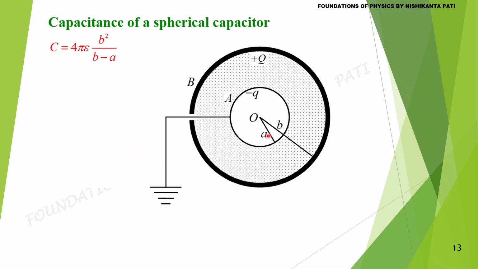If the inner conducting sphere is connected to earth, and the outer conducting spherical shell is given charge Q, then the inner conducting sphere will carry charge minus Q. If the space between the two conductors is a dielectric of permittivity epsilon, then the capacitance is 4 pi epsilon B square by B minus A. Again, A and B are the inner radius and outer radius.